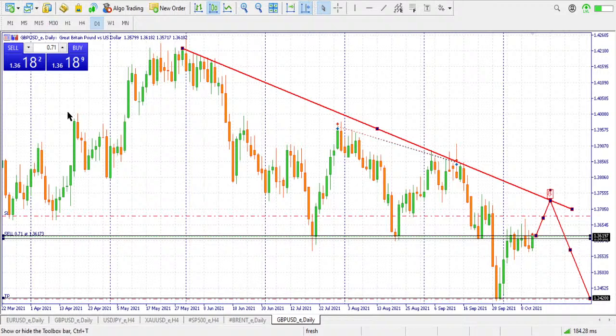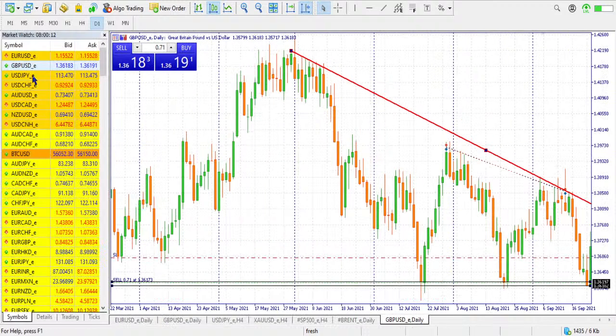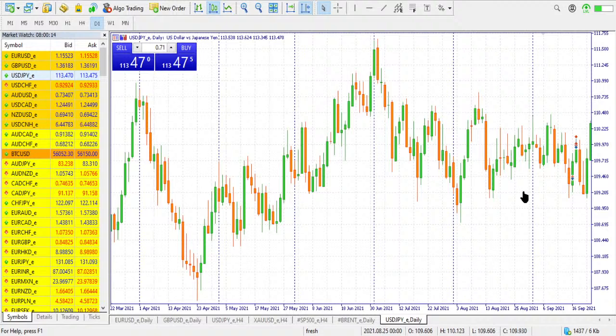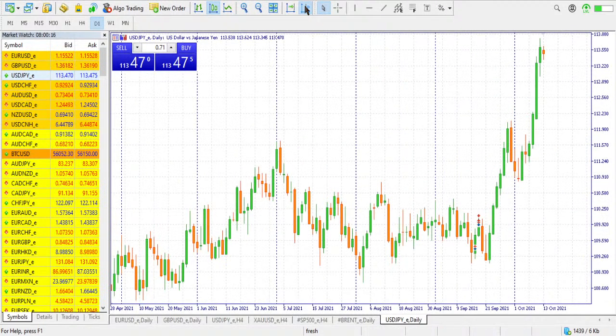The next symbol which I want us to look at, the US dollar, Japanese yen. So on this chart, technically we are in an active uptrend. You can see what happened yesterday. We had a bullish continuation candle. This is what this candle means.